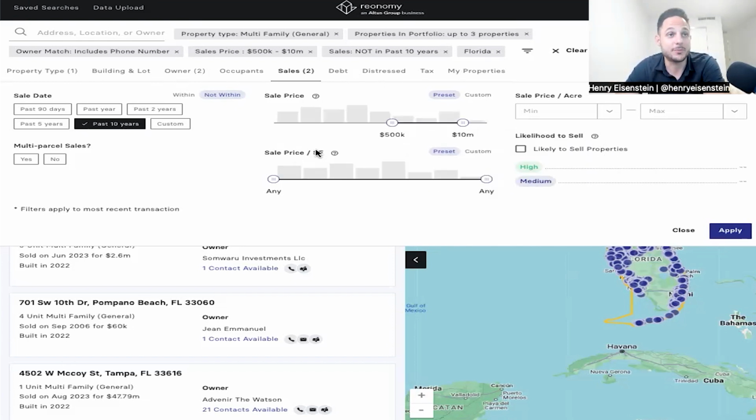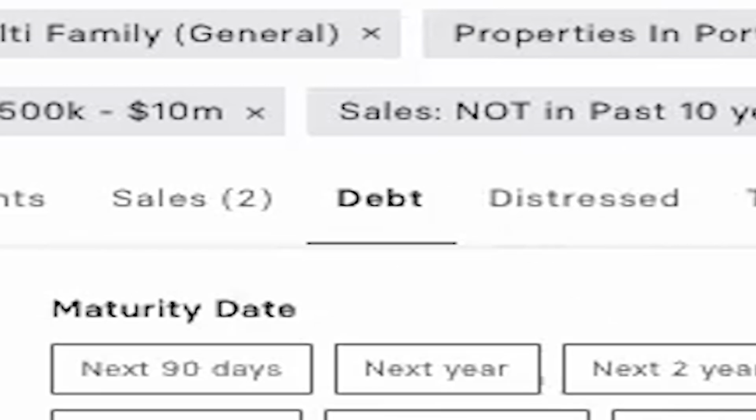I want to mention a few other things. The price per square foot, we will use this in the future. I do not use this for multifamily properties. I just want to be clear. Let's move on to the next piece, which is debt. With debt, it's very interesting.